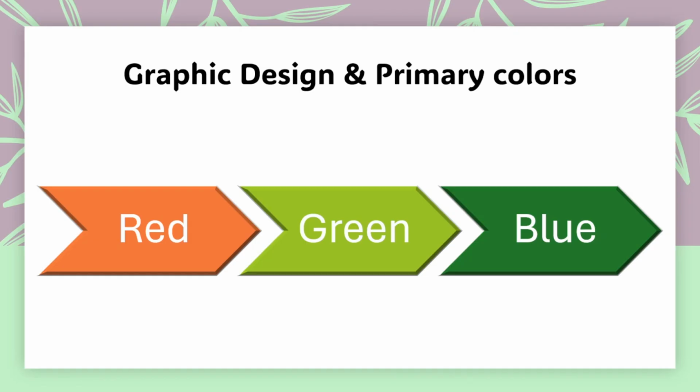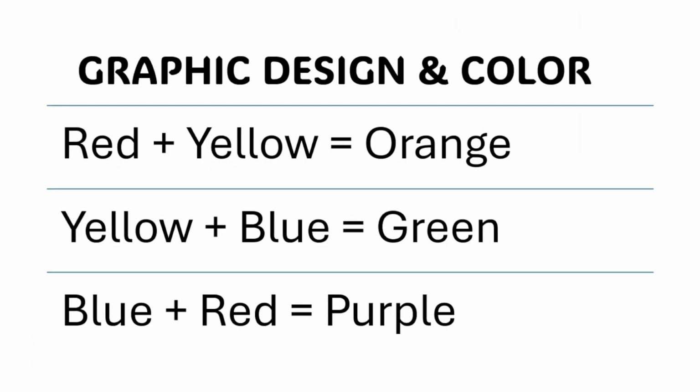So you need to know the primary colors. You need to know red, green, blue, and when you mix them, what you get. Okay, you need to know it. We have here, for example, when you mix red and yellow, you're going to get orange. When you mix yellow plus blue, you're going to get green. When you mix blue plus red, you're going to get purple. Okay, so you need to know this.